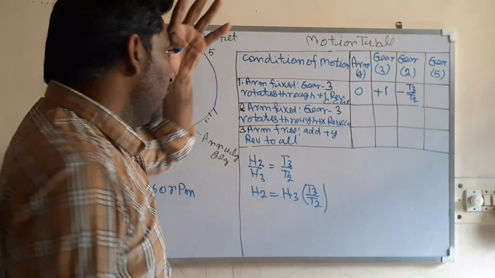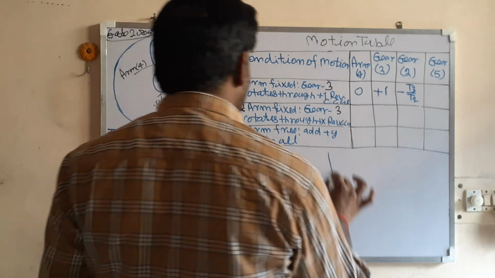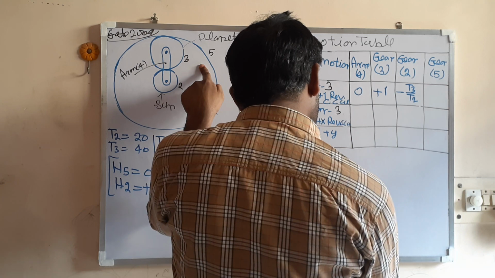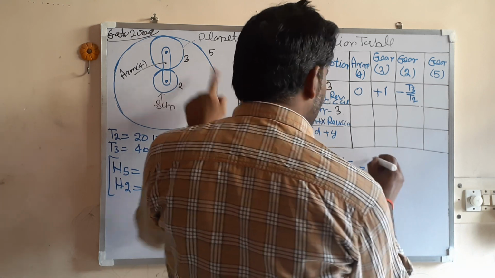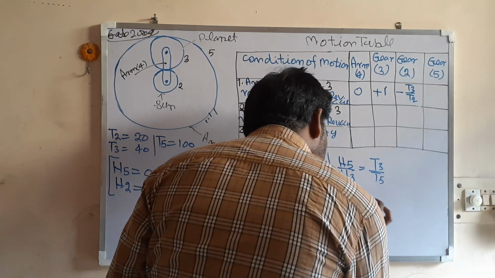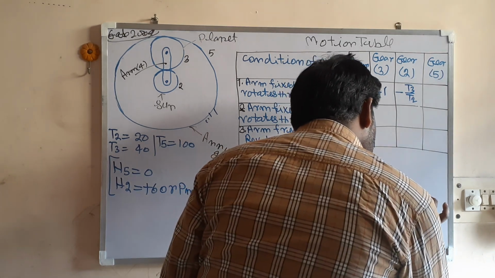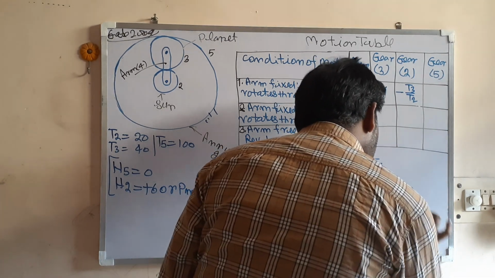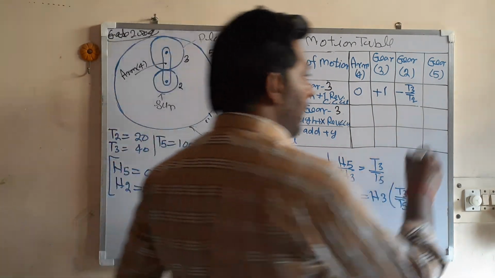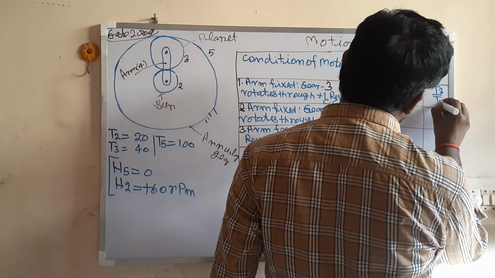Clockwise means negative. Similarly, if the speed of gear 3 is 1, then what will be the speed of gear 5? So gear 3 is meshing with gear 5. From the kinematic relation, N5 divided by N3 is equal to T3 divided by T5. So N5 is equal to N3 times T3 divided by T5. If the speed of gear 3 is 1, then the speed of gear 5 will be T3 divided by T5.